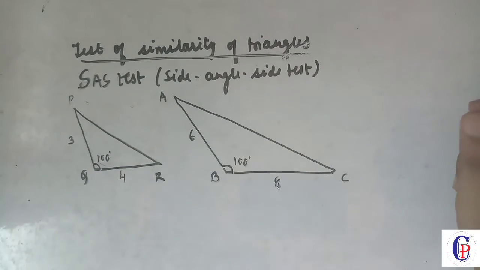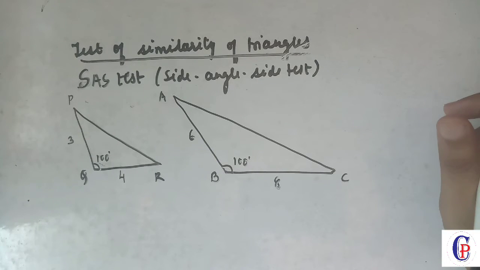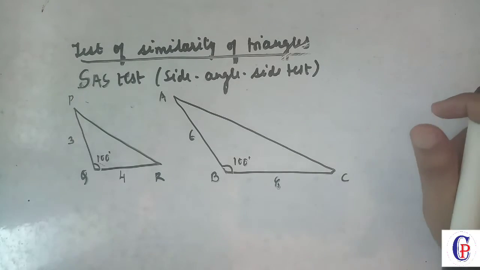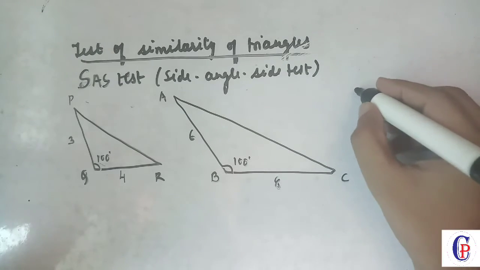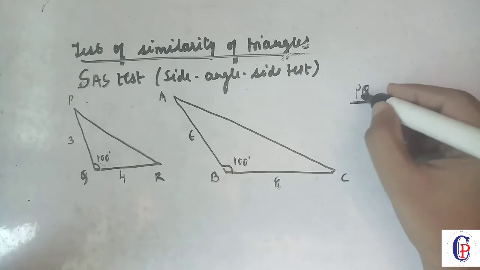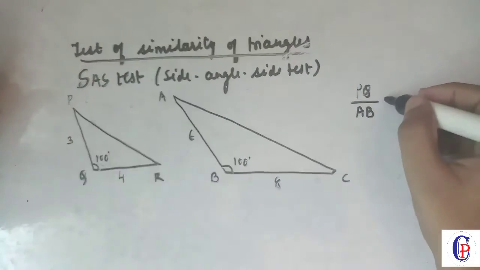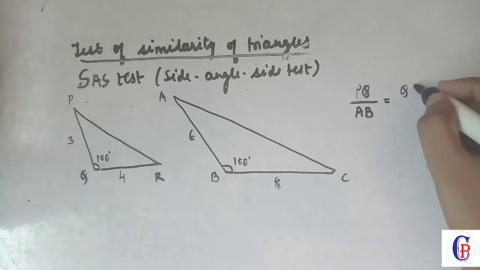And now we are talking about similarity. So whenever you see sides, they need not be congruent. It can be congruent, but the ratios should be the same. So you can see here that PQ upon AB is equal to QR upon BC.